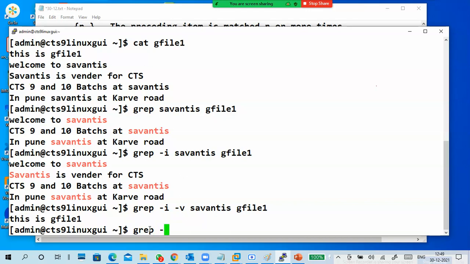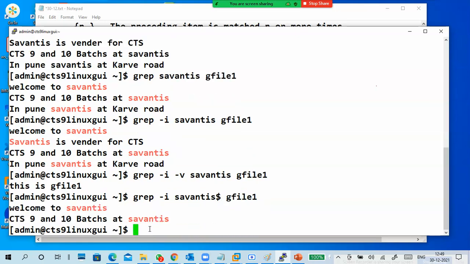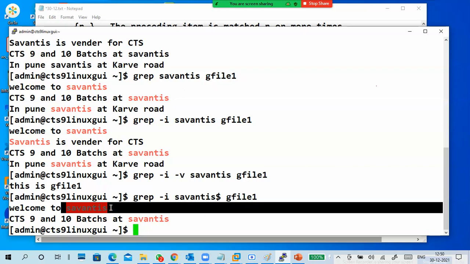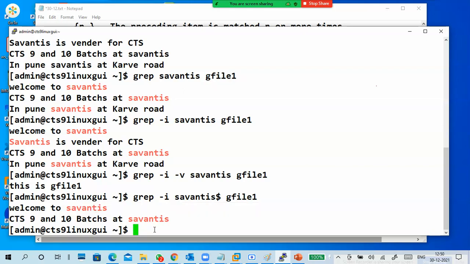Grep, I will always keep hyphen i because there are cap letters and small letters also. Savantis dollar g file one. Why is it displaying only two lines? Observe where Savantis is. At the last of this, yes, end of the line. When I put a keyword and dollar after that word, dollar means the keyword must be at the end of the line. Only those lines will display.